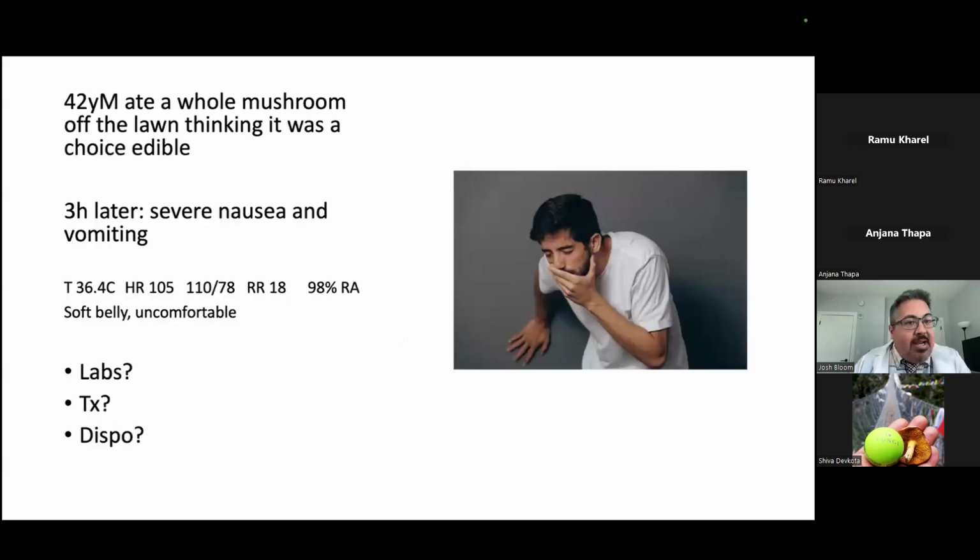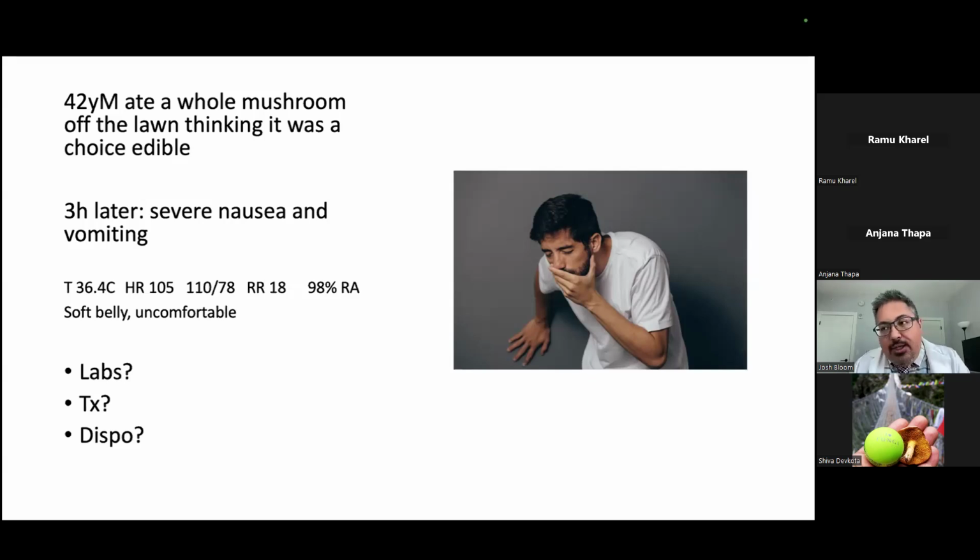I want to give you a contrasting case. This is a 42-year-old who ate a mushroom from their lawn and had development of gastrointestinal symptoms within 3 hours. And severe nausea and vomiting occurred in this patient. You could see they're also mildly tachycardic. Again, I would usually present this to physicians and ask them what they would want to do. Many of them would do the same things as the previous patient. Do basic laboratories to check electrolytes and similar things. They might give an antiemetic or an IV fluid infusion. And disposition would be the question again.